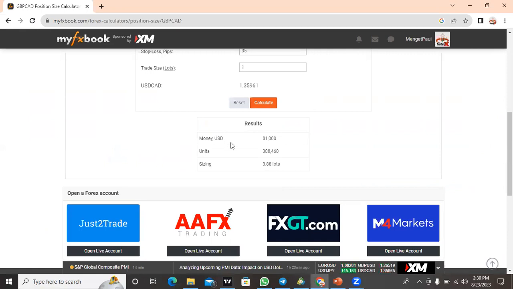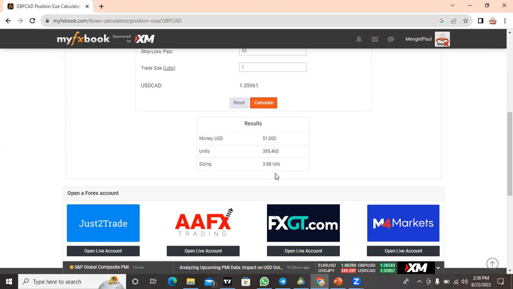You see, under the calculation result, it shows that we are risking $1,000 of the $100,000 capital. I'm risking $1,000 on that particular trade. Now, what lot size am I going to use? Look at the exact lot size: I'm going to use 3.88 lots. This is how to determine your lot size. You don't just assume any lot size when you want to enter a trade. You have to use the position size calculator to determine the exact lot size after calculating your risk to reward ratio.